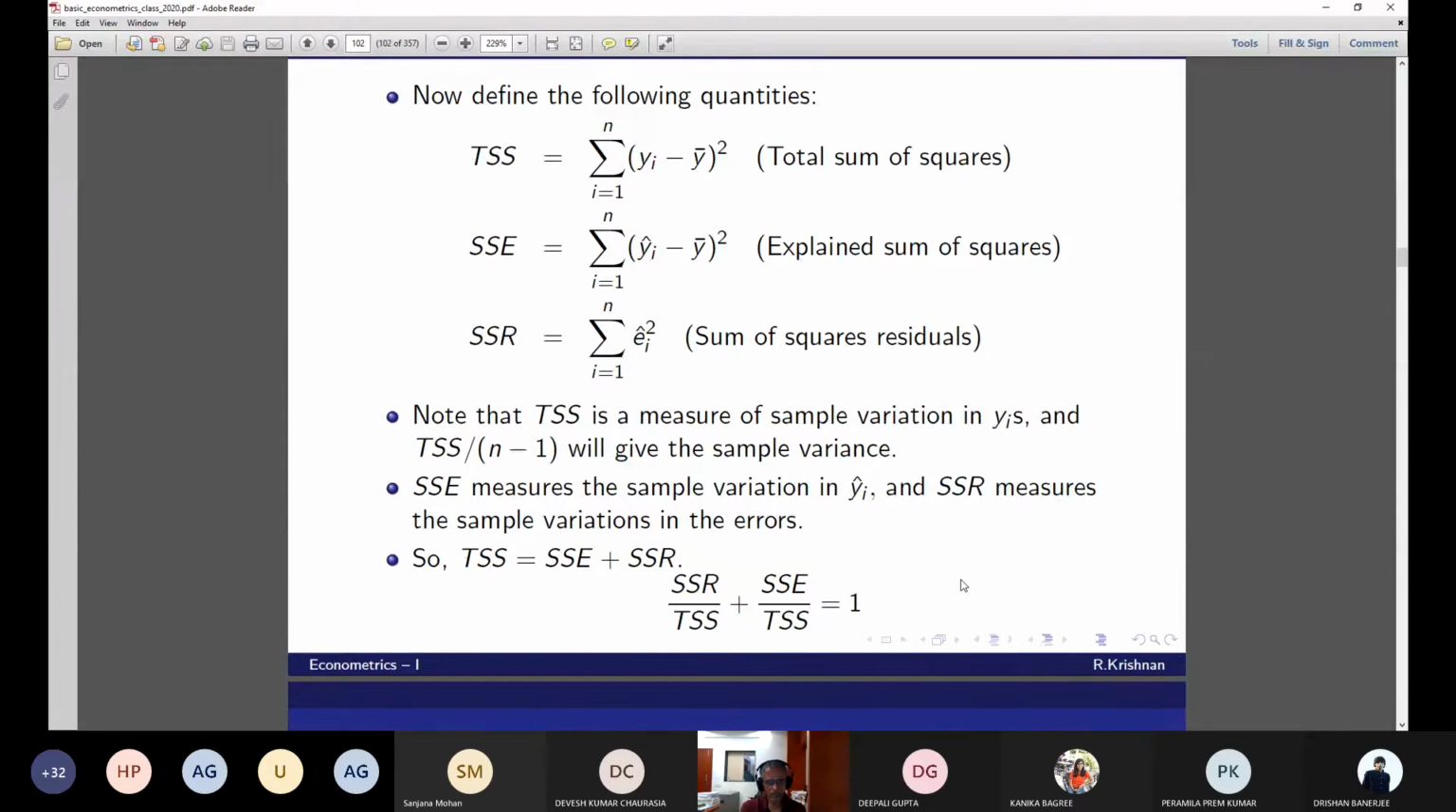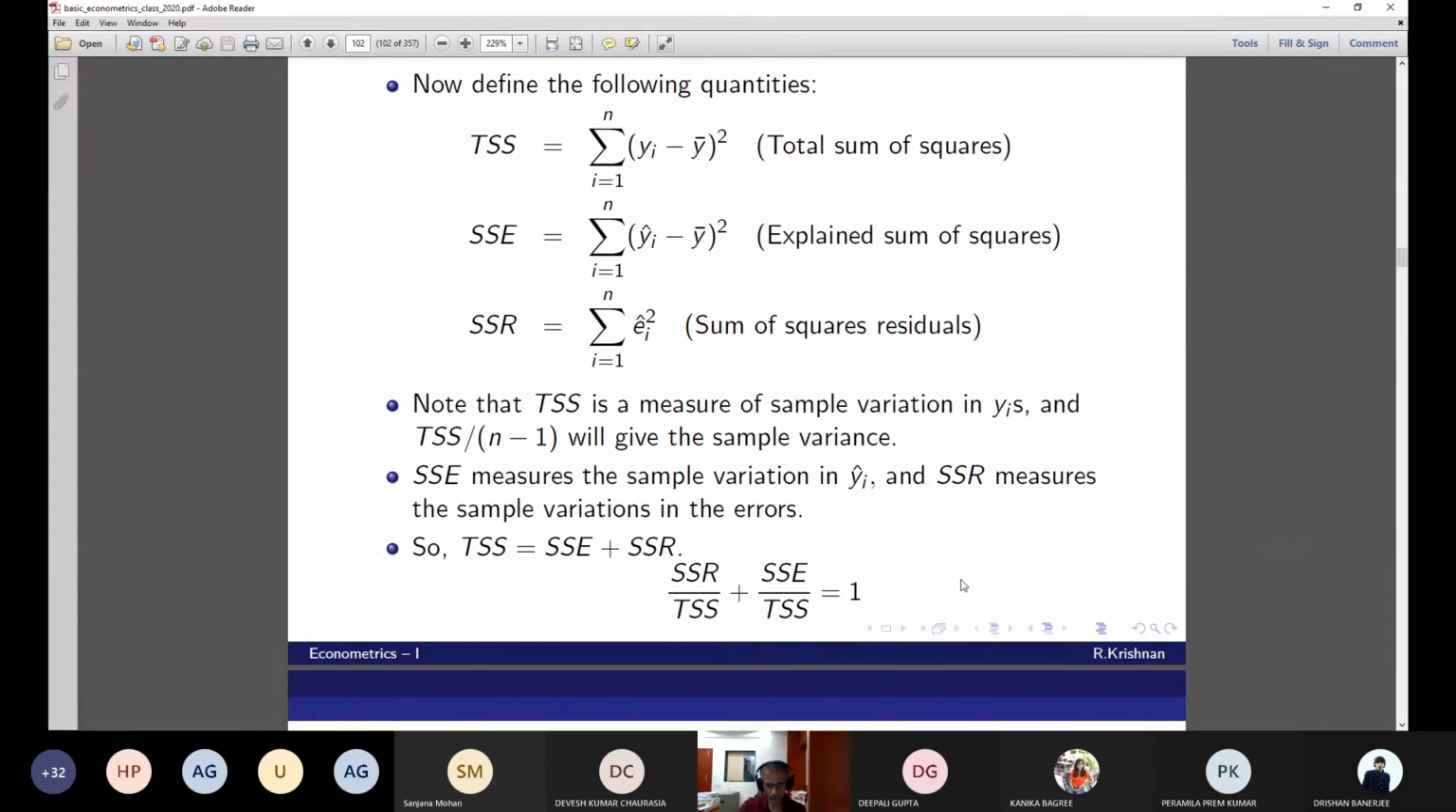So total sum of squares is a measure of sample variation in yi's, and TSS by n minus 1 will give you the sample variance. Explained sum of squares measures the sample variation in yi hat, and the SSR measures the sample variation in the errors. So the total sum of squares is nothing but explained sum of squares plus sum of squared residuals, so that the ratio will be equal to 1.